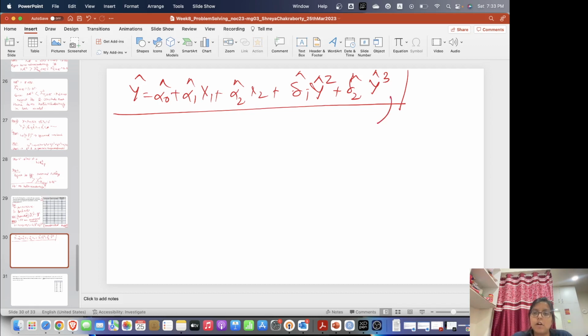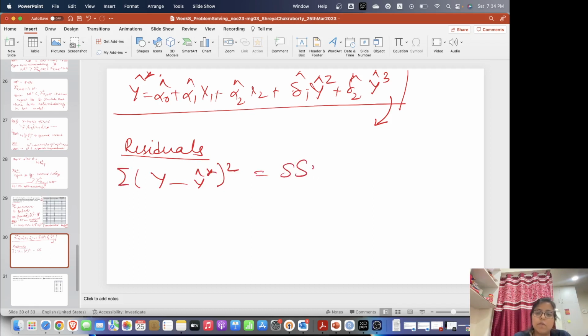For this model also, let us denote the fitted values by y hat star. Then from this model we would also get some residuals, that is y minus y hat star. We would square it up and take a sum, and that would give us the sum of squares error from the unrestricted model.